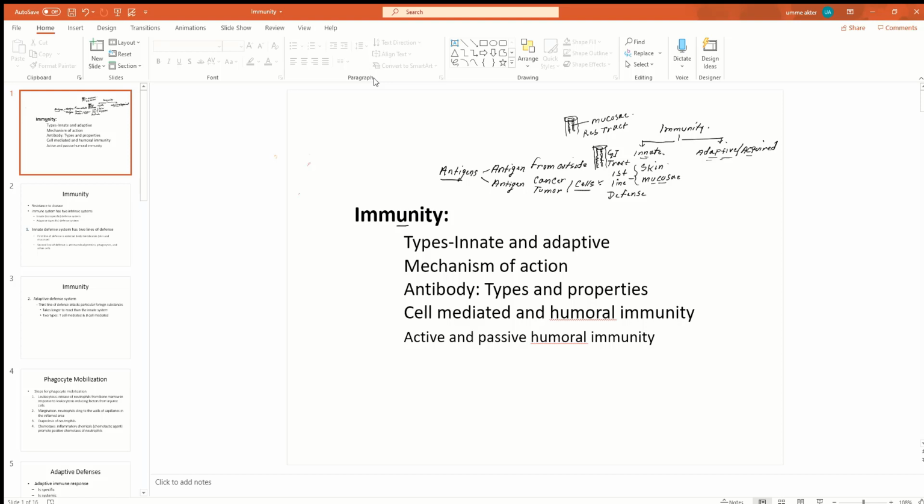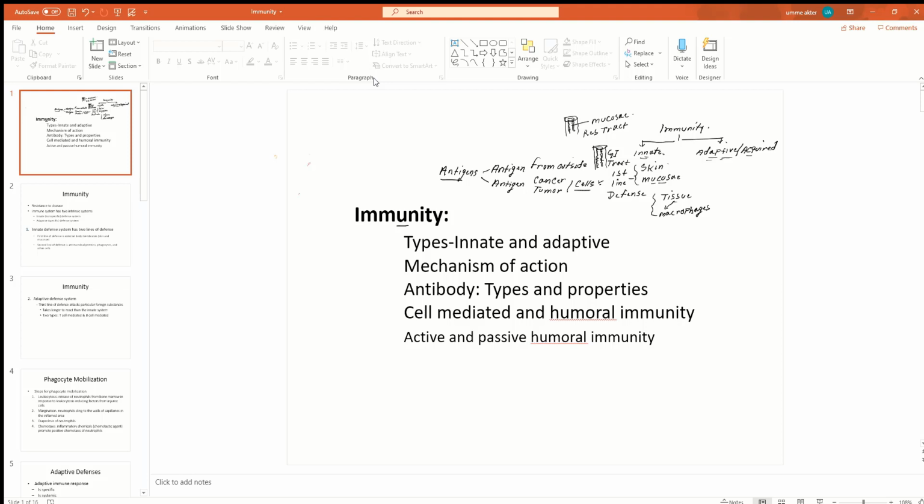Now, if somehow the antigens manage to pass through the first line of defense, then they will enter into the tissue under the skin and mucosa. Make sense? And then the tissue will try to destroy them. Inside the tissue, you have certain components that will try to destroy the microorganisms. What are those components? You have tissue macrophages, the phagocytic cells, probably you already know, and other phagocytic cells in the tissue.